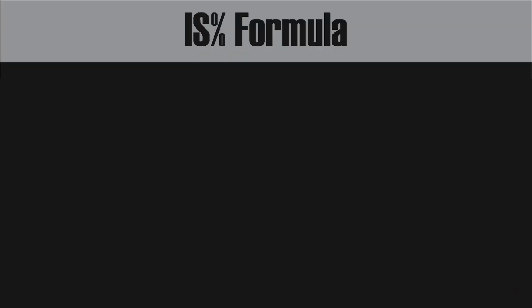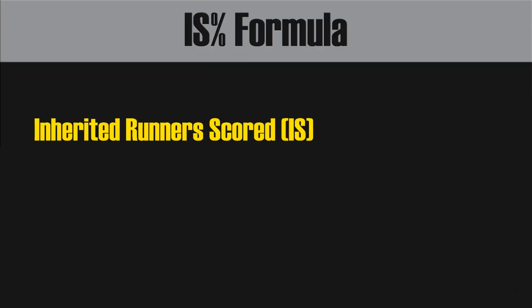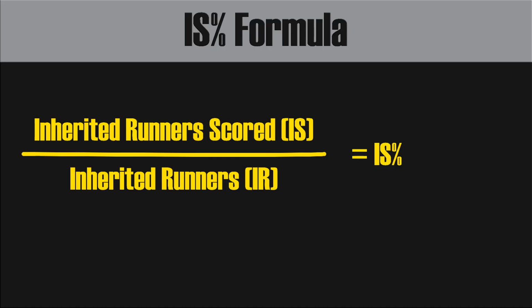Moving on to inherited runners scored percentage. This is pretty simple. If a relief pitcher comes into the game and there are already runners on base, meaning runners that got on base when somebody else was pitching, those runners are called inherited runners. The percentage of those runners that ends up scoring constitutes the inherited runners scored percentage. To calculate it, take the number of inherited runners that scored off a given pitcher, that's abbreviated as IS, and divide that by the total number of runners said relief pitcher inherited, which is abbreviated as IR.